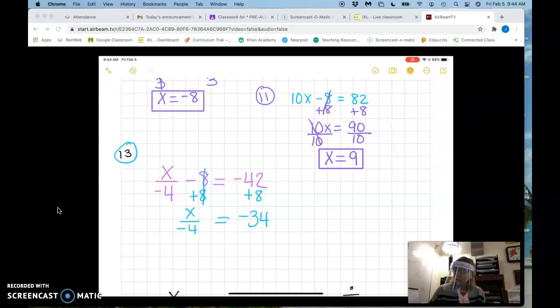Okay, so good. That's right. The opposite of dividing by negative 4 is multiplying by negative 4. And don't forget that there is a negative on it. Good.